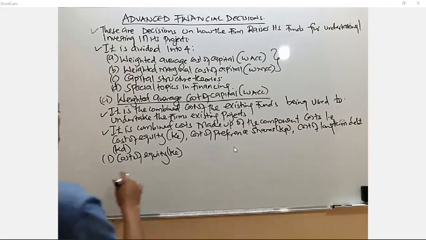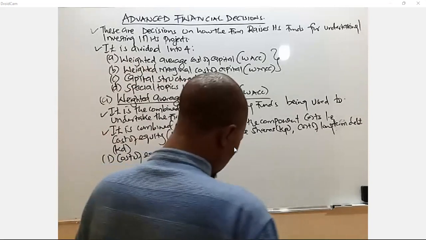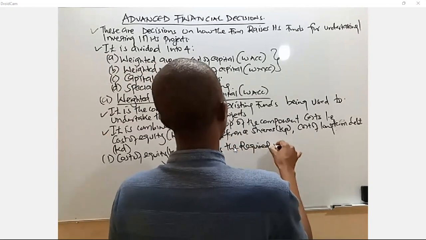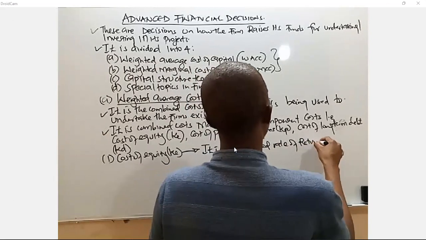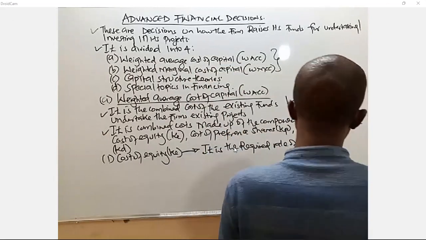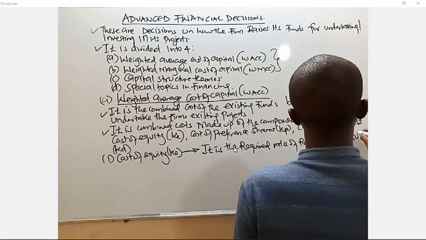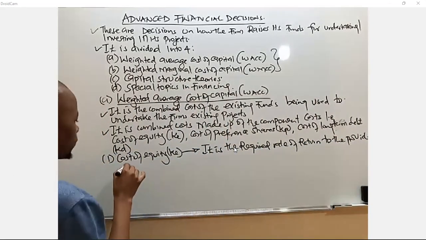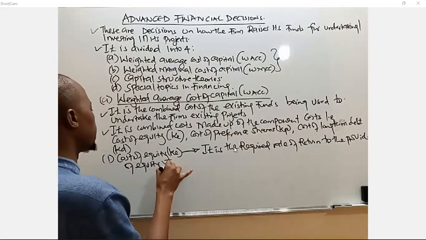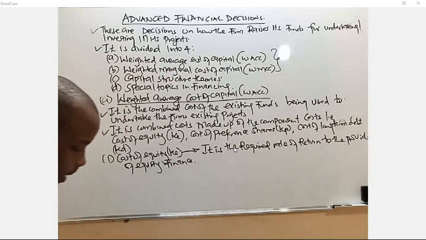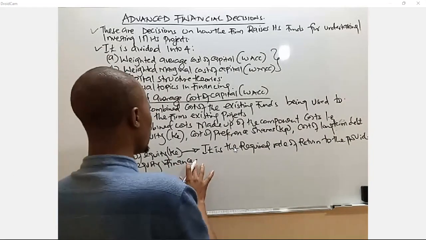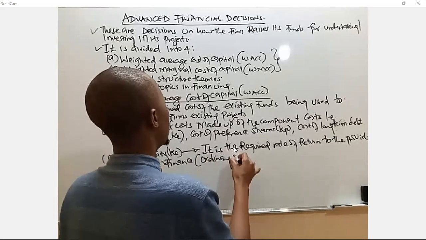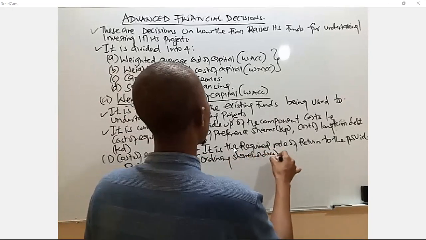Now, when we talk about the cost of equity, we are saying the cost of equity is the required rate of return to the providers of equity finance. And remember, when we are discussing the cost of equity, the providers of equity finance are the ordinary shareholders.